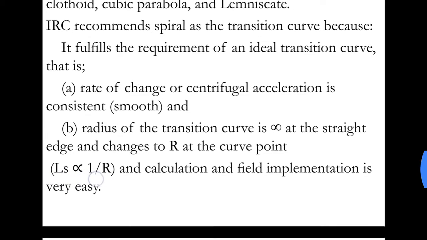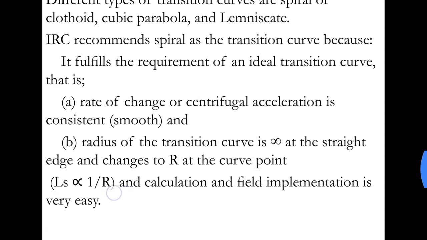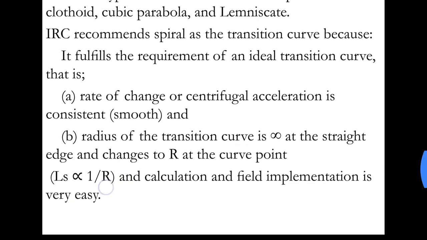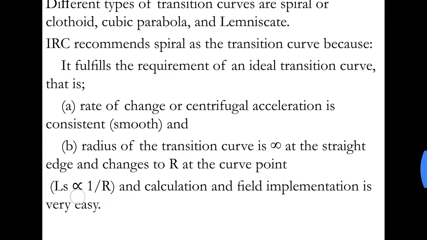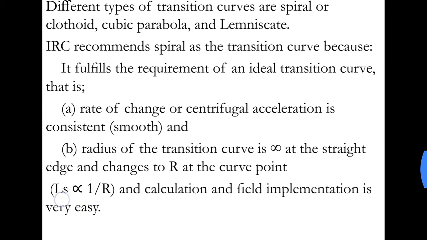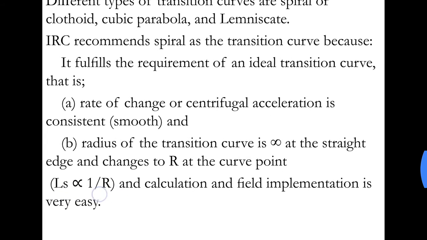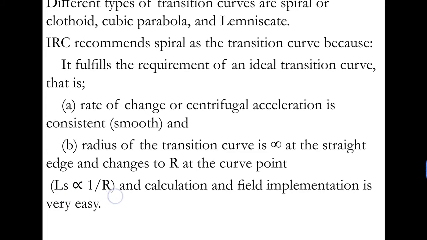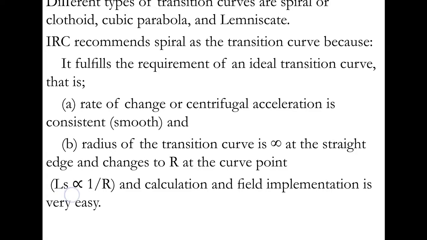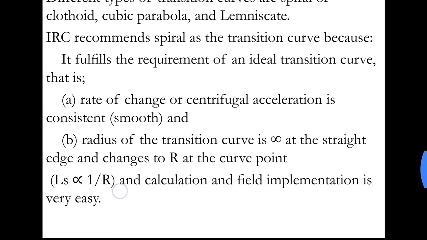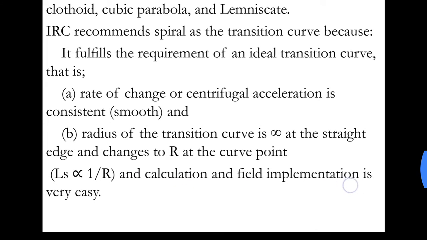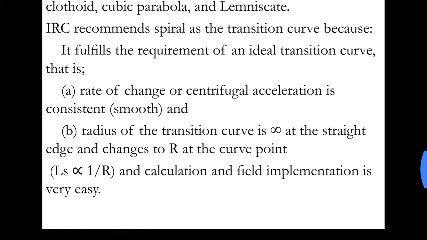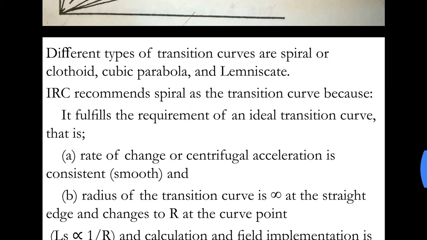Ls is inversely proportional to the radius of the curve. So what does this mean? Ls is nothing but the length of the transition curve. It is inversely proportional to the radius of the curve, which means as the length of the transition curve increases, the radius of the curve decreases. And the calculation and field implementation is very easy. Hence, the spiral is used as an ideal transition curve.